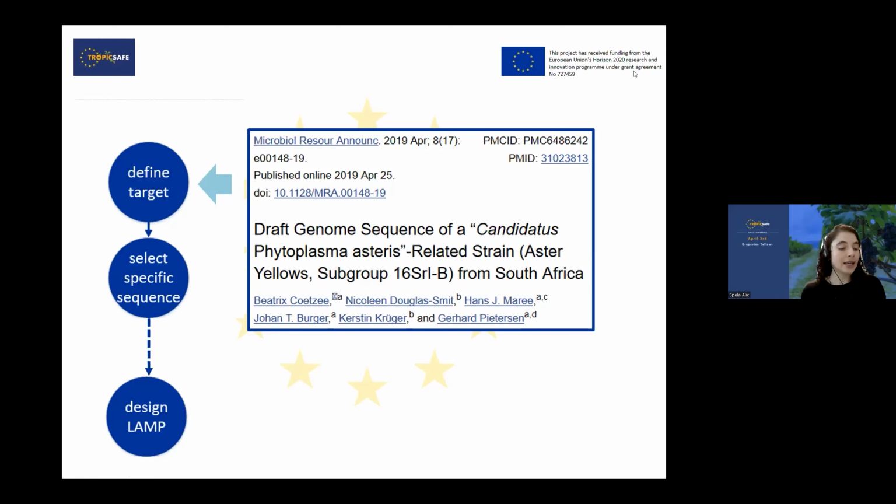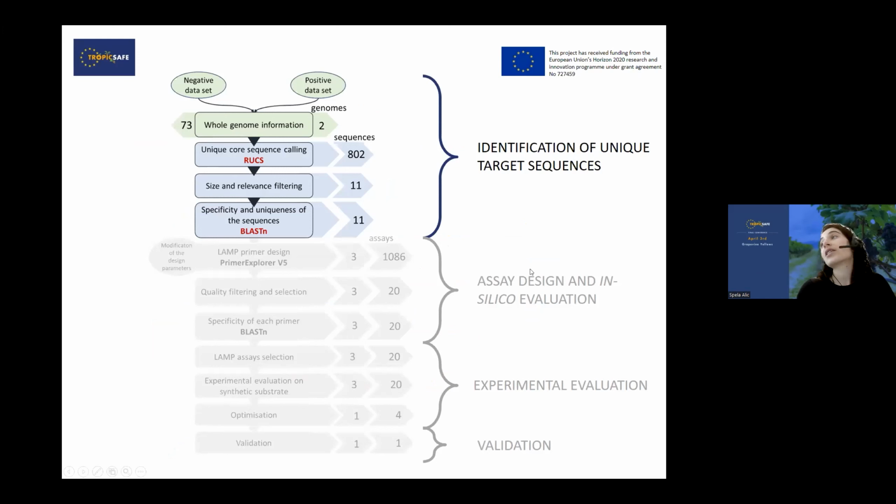As mentioned at the beginning, we had to find suitable specific targets that can be used for development of a LAMP assay. Therefore, we needed to start with whole genome data. So our first step, identification of unique target sequences, started with defining a positive data set that consisted of 2 draft genomes of aster yellows from South Africa, and a negative data set that consisted of 73 genomes of other phytoplasma and mycoplasma.